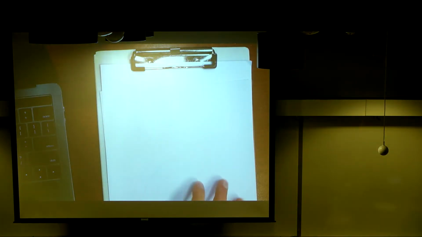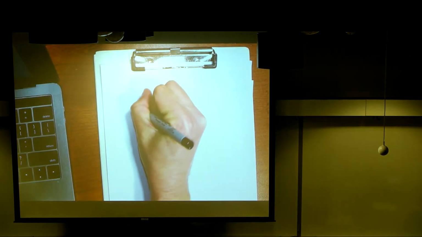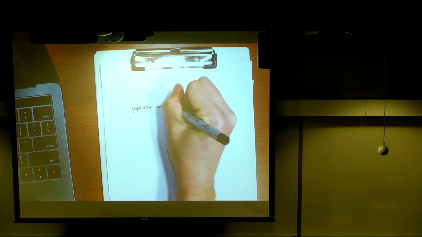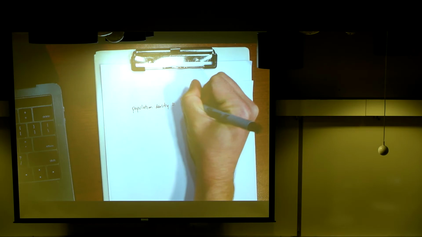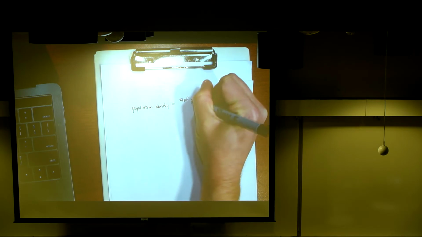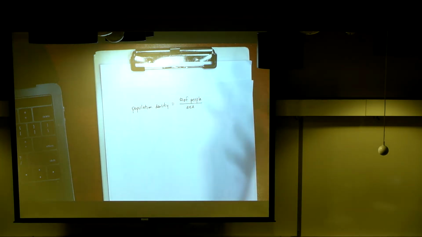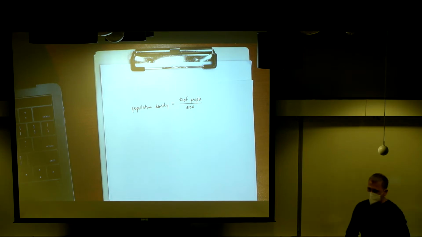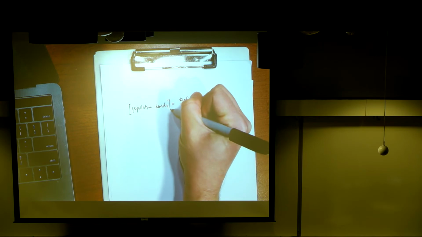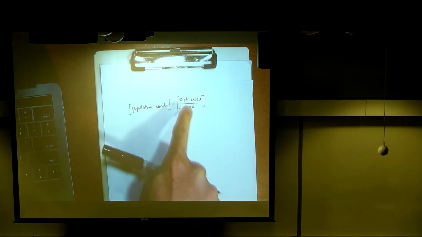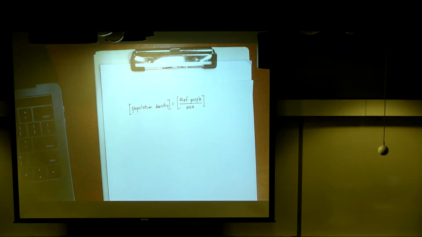So let me just write it down in words. Population density is, we just count up the number of people, and then we divide by the area of the land that all those people live on, okay? So let's do what we did before. If we want to know the population density, the dimensions of that thing had better be the dimensions of number of people divided by area, okay?